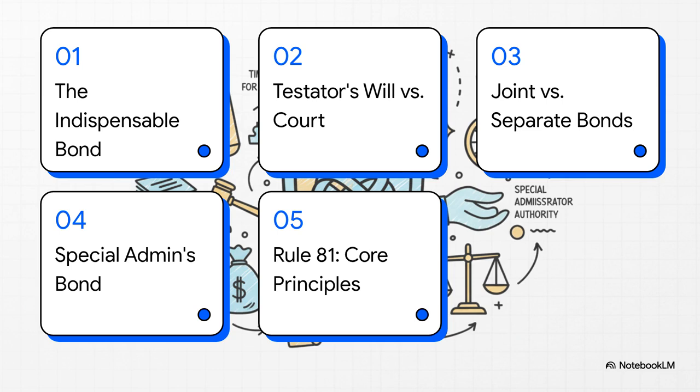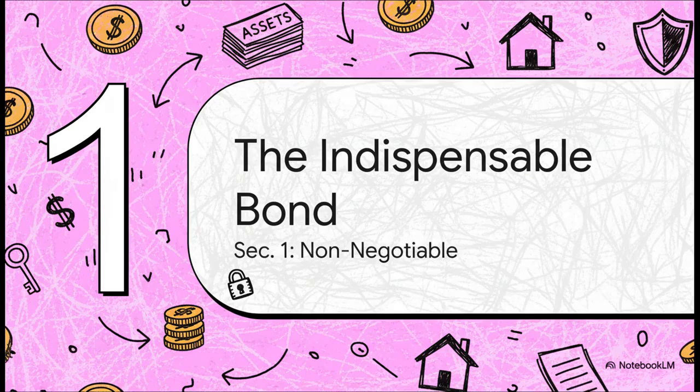Let's get started. All right, first things first, let's jump right into Section 1, which lays down the most fundamental rule of all, and it's a big one. Before an executor or administrator can even think about touching a single asset, they have to, and I mean have to, post a bond. It's not a suggestion, it's the non-negotiable price of admission.